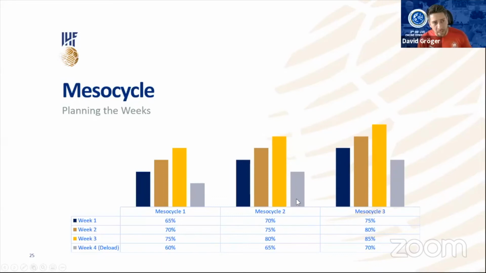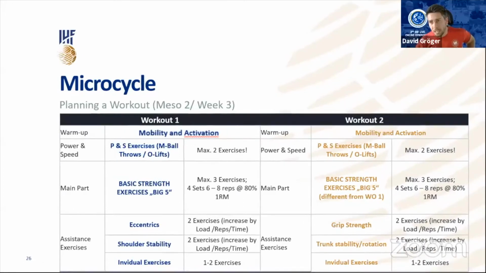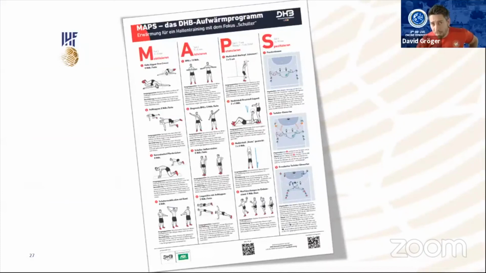This here is in combination with hypertrophy training, and when we look at the program, it could look like this. This is how you can plan or design a workout. The first thing is a good warm-up. In our case, in the German Handball Federation, we have something that is called MAPS.